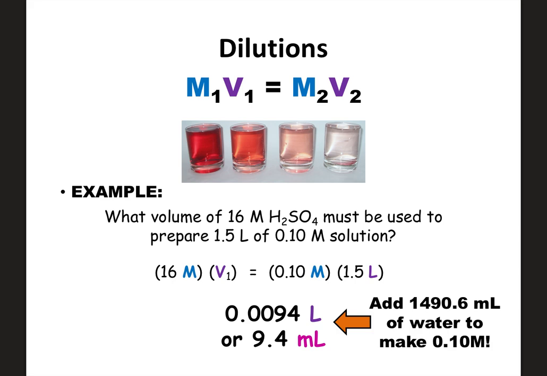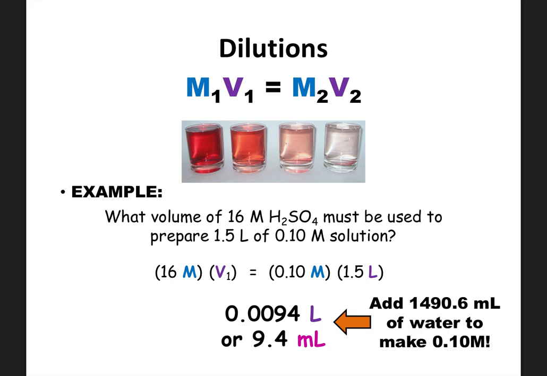So if you look at the example here, it says what volume of 16 molar sulfuric acid must be used to prepare 1.5 liters of a 0.10 molar solution. Okay, so you can see I have multiple molarities here. I have one volume and I'm looking for a volume. That's a dead giveaway that this is a dilution problem.